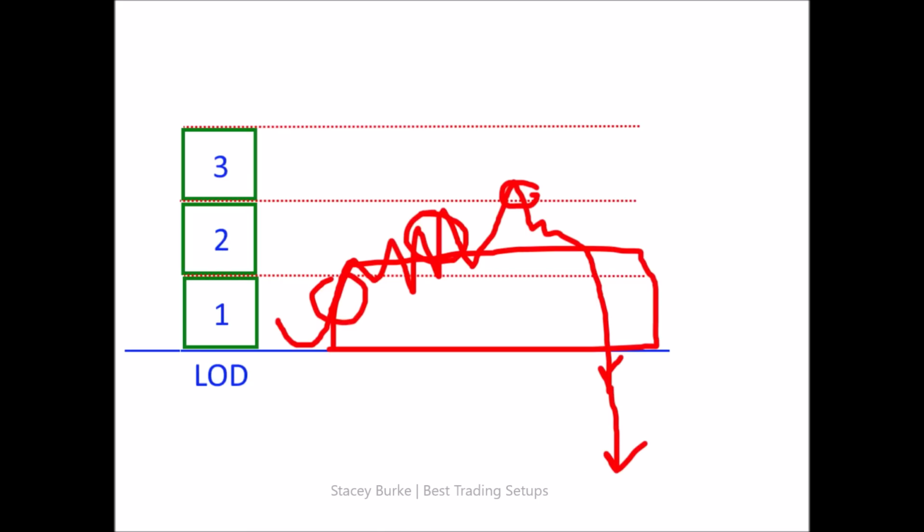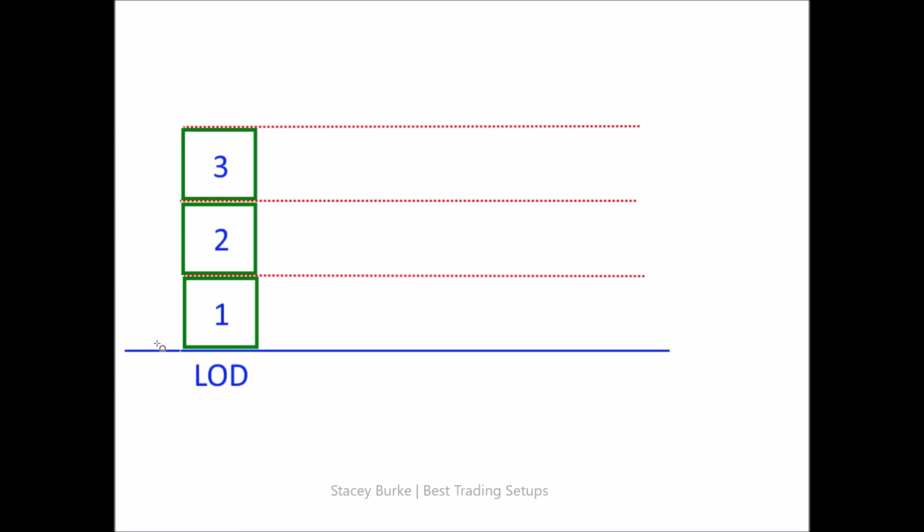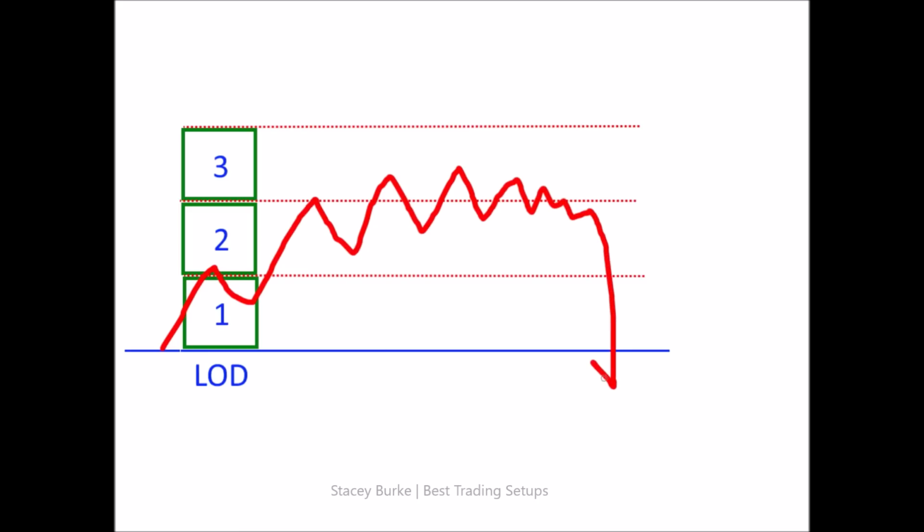The timings, the levels, and the behavior of price when it gets there. The basic model, though, is 3 levels of rise, whether that's US, Asia, London, Asia, London, New York, London, New York, and Asia. 3 levels of rise, consolidation for the dump.